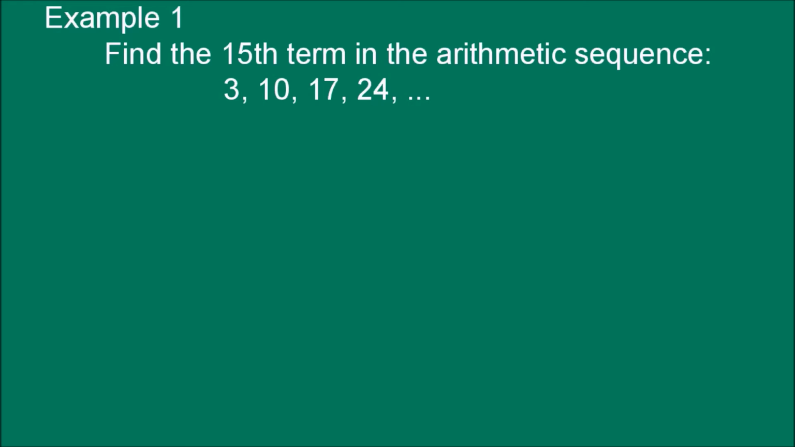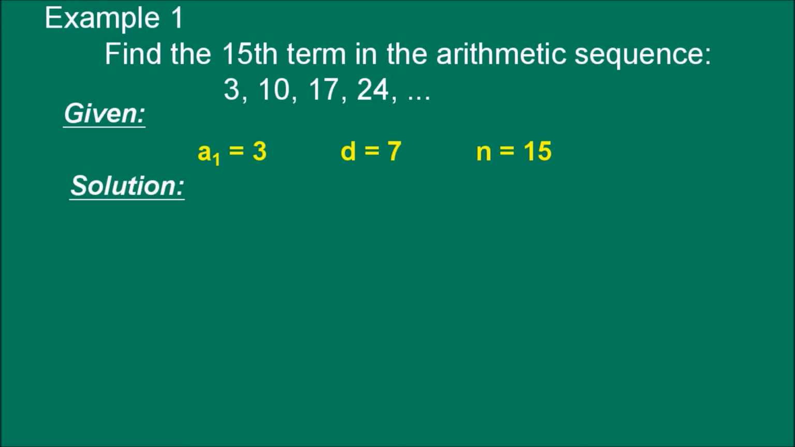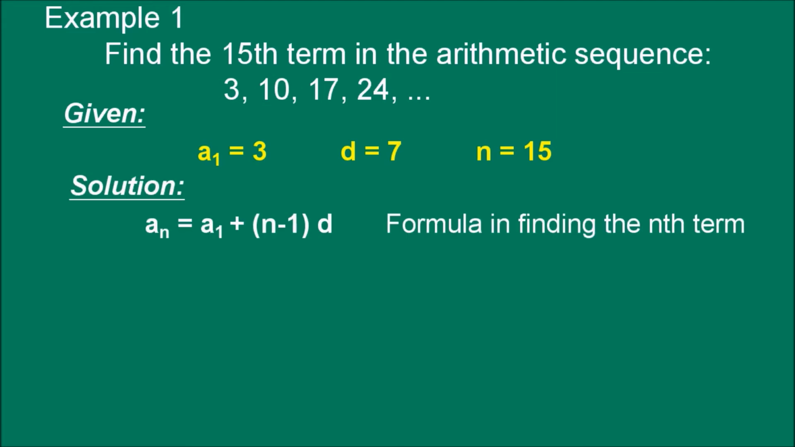For example 1, find the 15th term in the arithmetic sequence 3, 10, 17, and 24. So the one that is asked in the problem is a sub 15, or the 15th term. For our given, we have a sub 1 is equal to 3, the common difference 7, and n is 15. For our solution, we will use the formula in finding the nth term of an arithmetic sequence: a sub n is equal to a sub 1 plus n minus 1 times d.